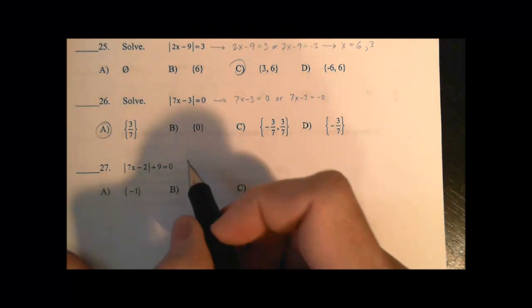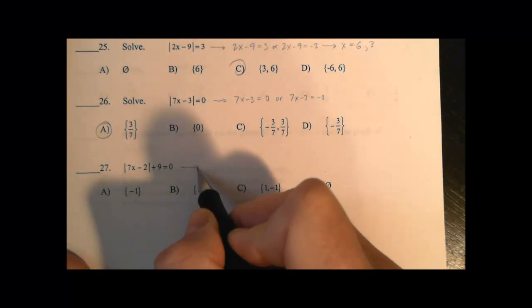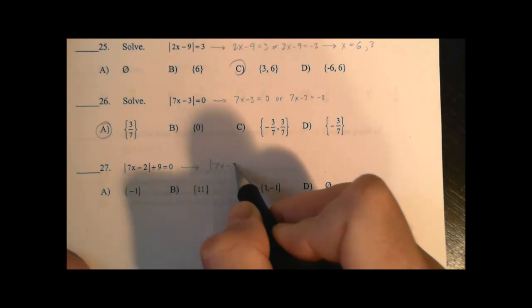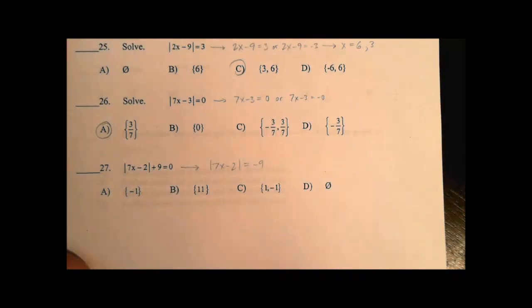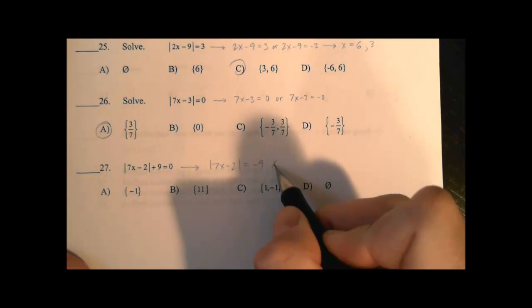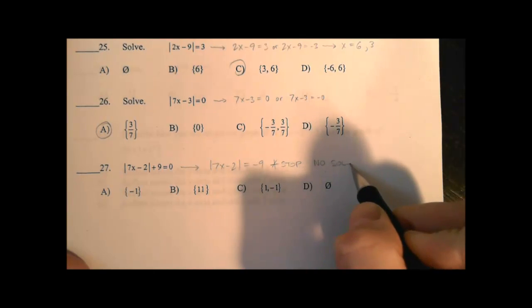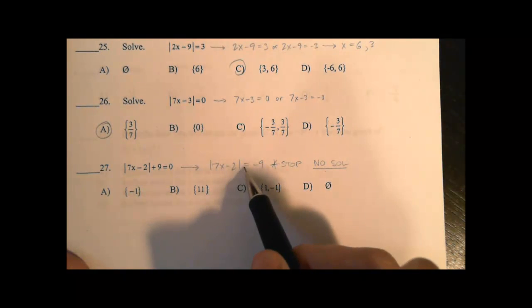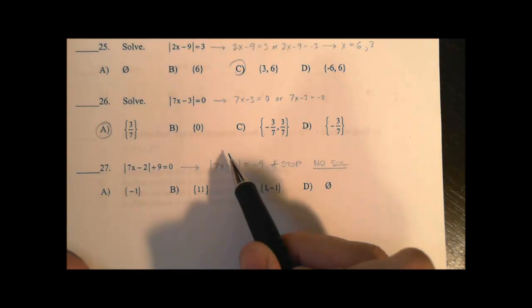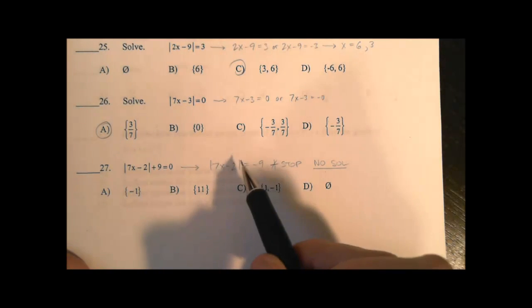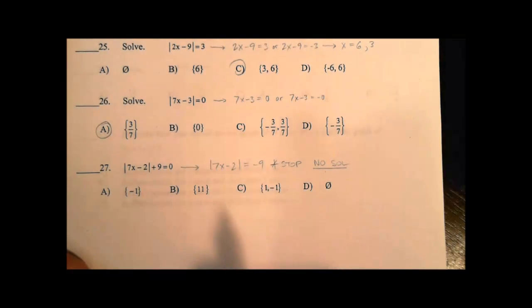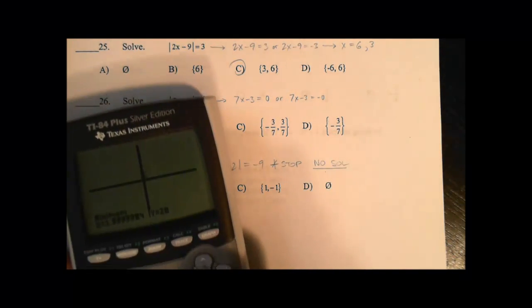Number 27, to transform this, to do it algebraically, we get absolute value of 7x minus 2 equals negative 9, and we're stopped because the absolute value can't equal a negative. Now, if you were to attempt to solve this algebraically, you'd be making a false assumption that you can transform that. And here's a good example of seeing how the solution shows up on a calculator.